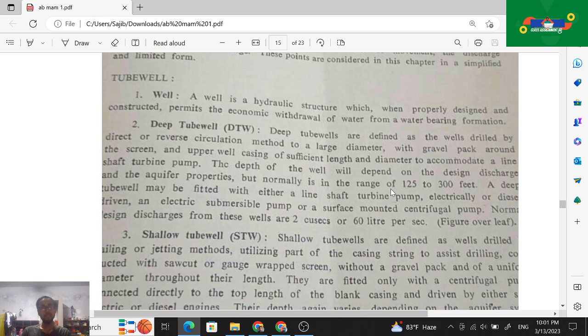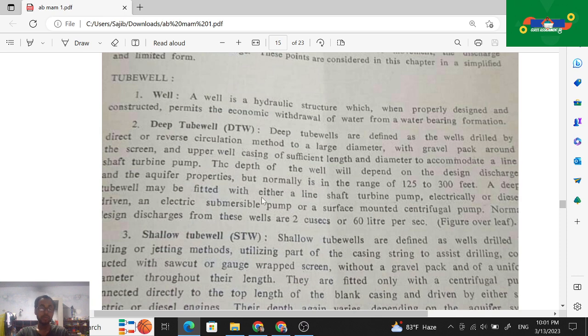নাম্বার 2 তে হচ্ছে ডিপ টিউবওয়েল। ডিপ টিউবওয়েলের মধ্যে যেটা আছে সেটা হচ্ছে ডিটিডব্লিউ। Deep tubewells are defined as the wells drilled by direct or reverse circulation method to a large diameter with gravel pack around the screen and upper well casing of sufficient length and diameter to accommodate a line shaft turbine pump, and the depth of the well will depend on the design, discharge and the aquifer properties, but normally is in the range of 125 to 300 feet.